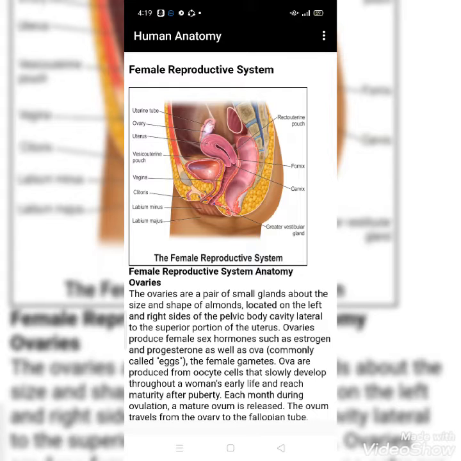The first one is the uterine tube, then the ovary, uterus, urinary bladder, uterine pouch, vagina, clitoris. This is the labium minus, labium majus. This is the greater vestibular gland. This is the cervix. This is the fornix. This is the rectouterine pouch.